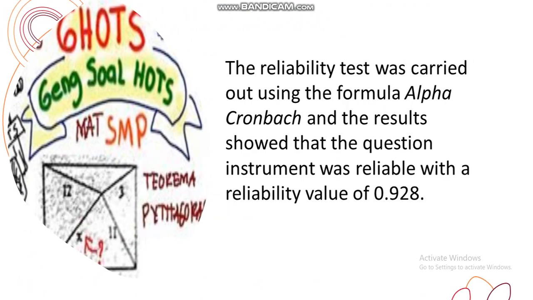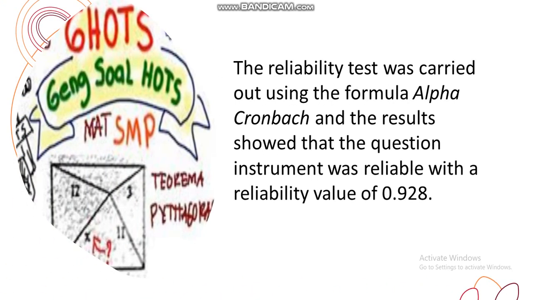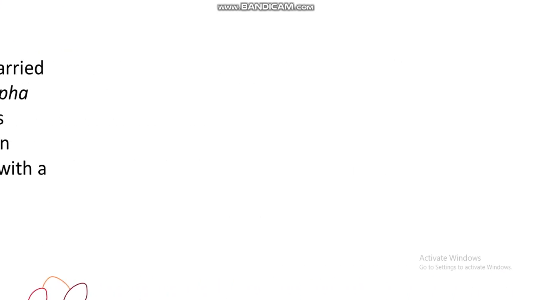The reliability test was carried out using the Cronbach's alpha formula, and the results showed that the question instrument was reliable, with a reliability value of 0.928.